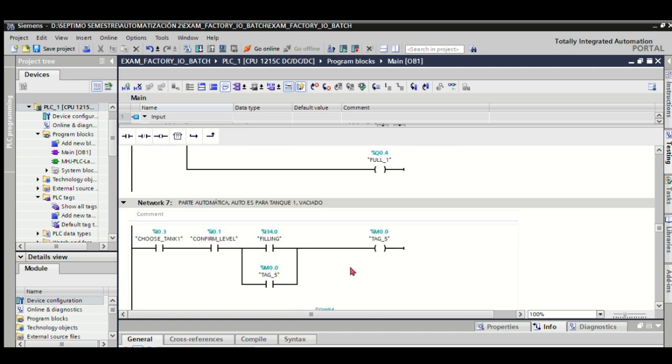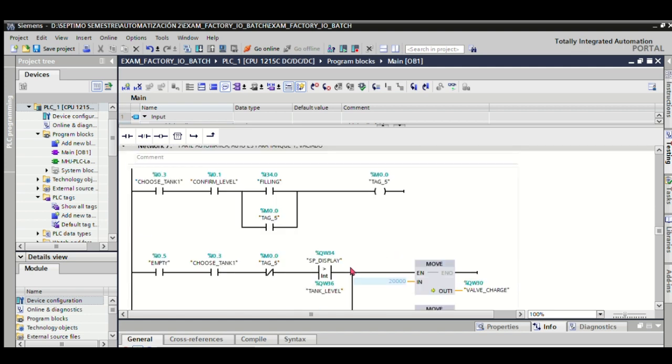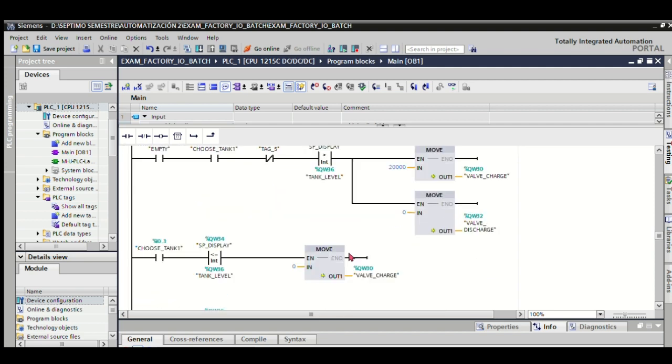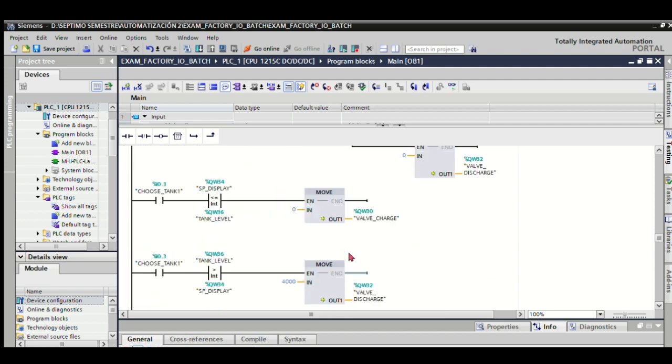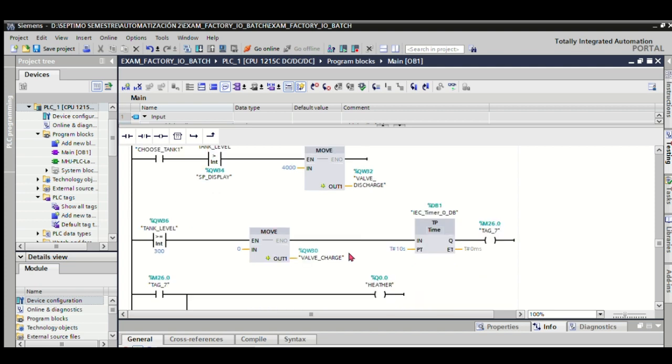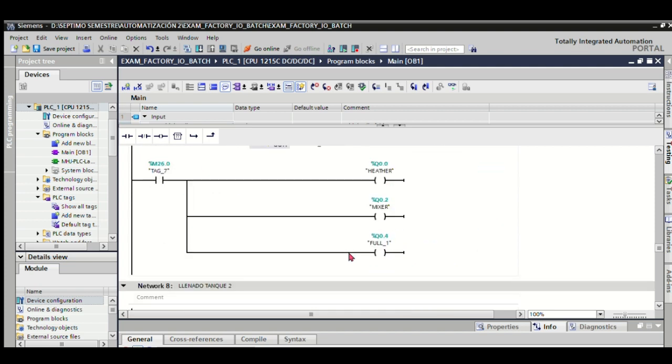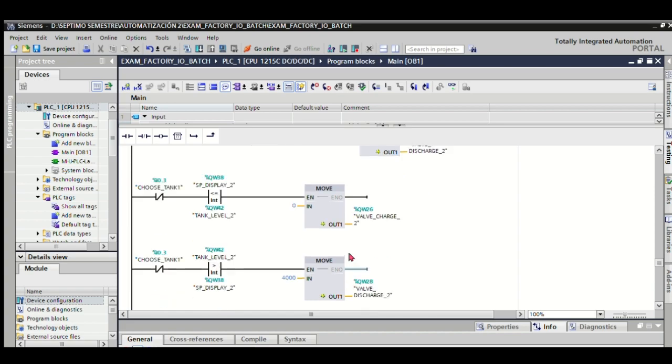In Network 7, the emptying of tank 1 is programmed. Serial contacts are set to ensure that tank 1 is selected for emptying. In this part, if the tank level is greater than the potentiometer value, the discharge valve opens to 40% because otherwise unstable behavior occurs, making it difficult to monitor. And it works the same way for filling and emptying tank 2.